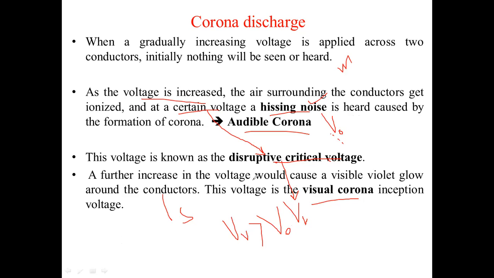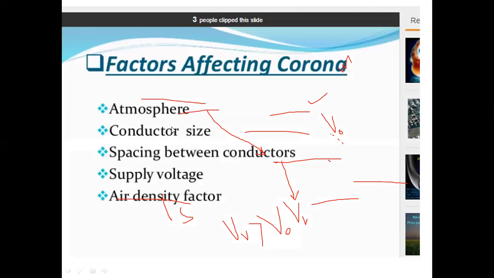If the voltage is increased further, a visible violet glow will appear around the conductor, and we call it a visual corona. So these are the factors that are affecting the corona.